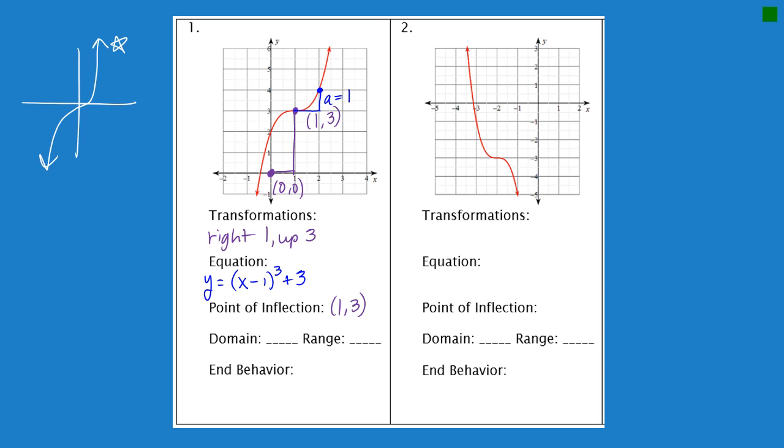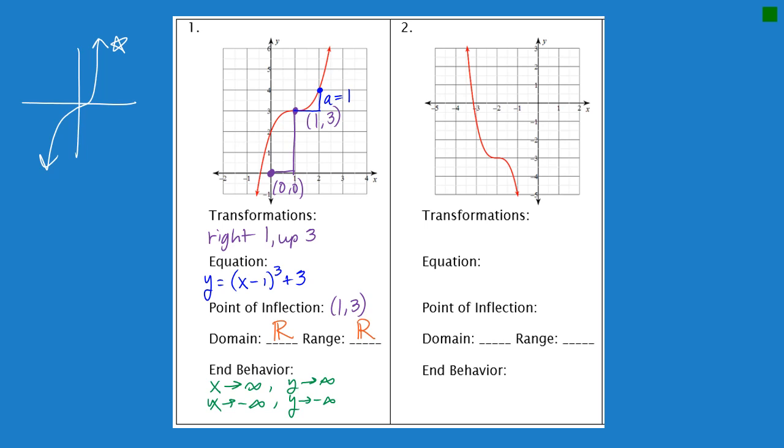For my domain and range, remember that for all cubics, both domain and range will be all real numbers. And then the only thing left to do is end behavior. As x goes to the right, my graph goes up. So I want positive infinity. And as x goes to the left, my graph goes down. So I want negative infinity.